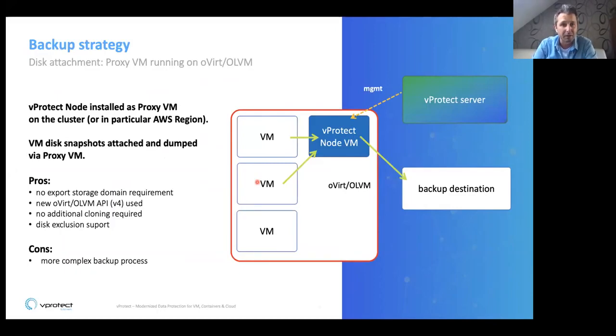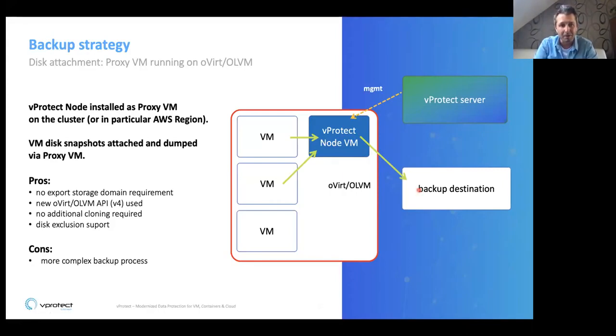The first one that we've seen is to use disk attachment. It means that our node needs to be installed on the Oracle Linux VM cluster, so it must be one of the VMs. And the disk attachment actually means that we are doing a snapshot, asking for the disk, attaching this disk to the node, and the node is transferring this data to the specific backup destinations.